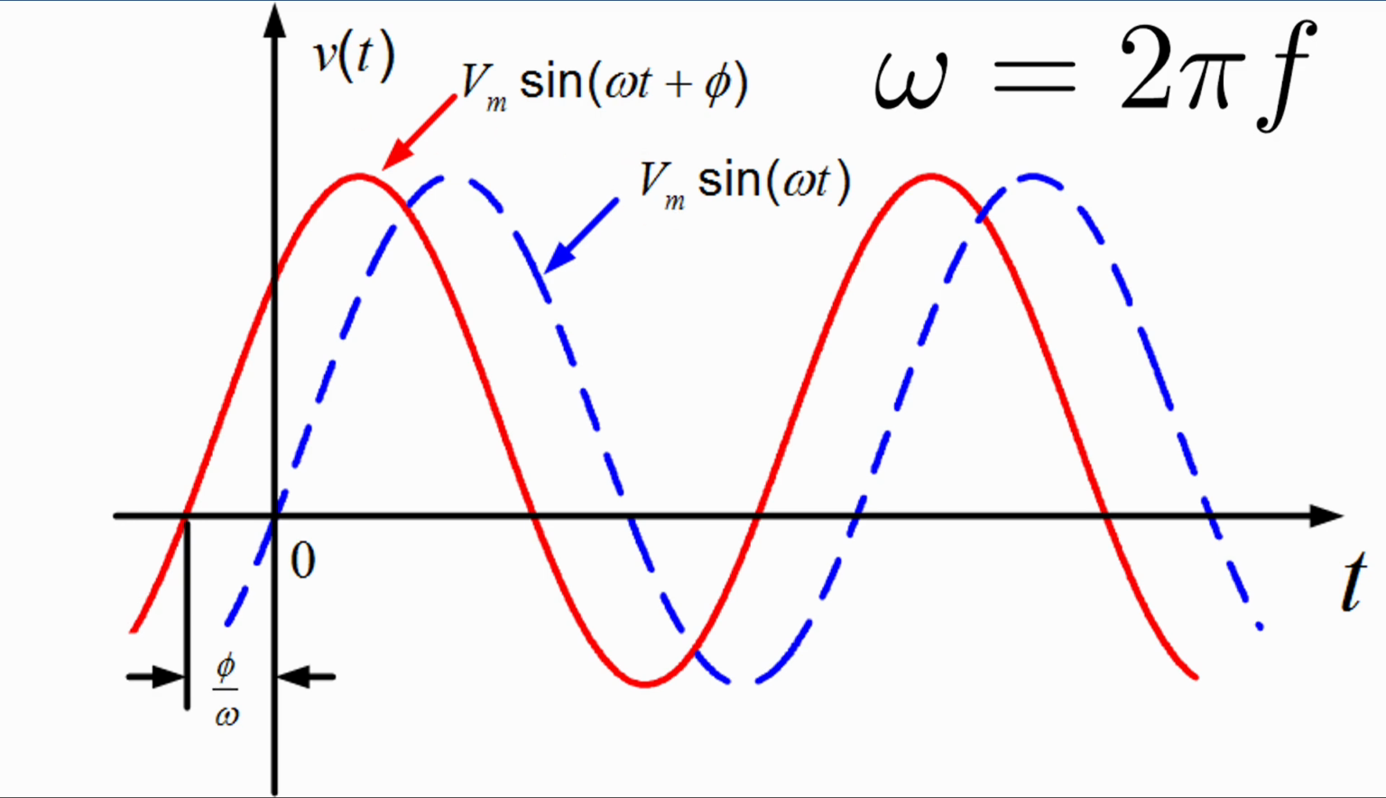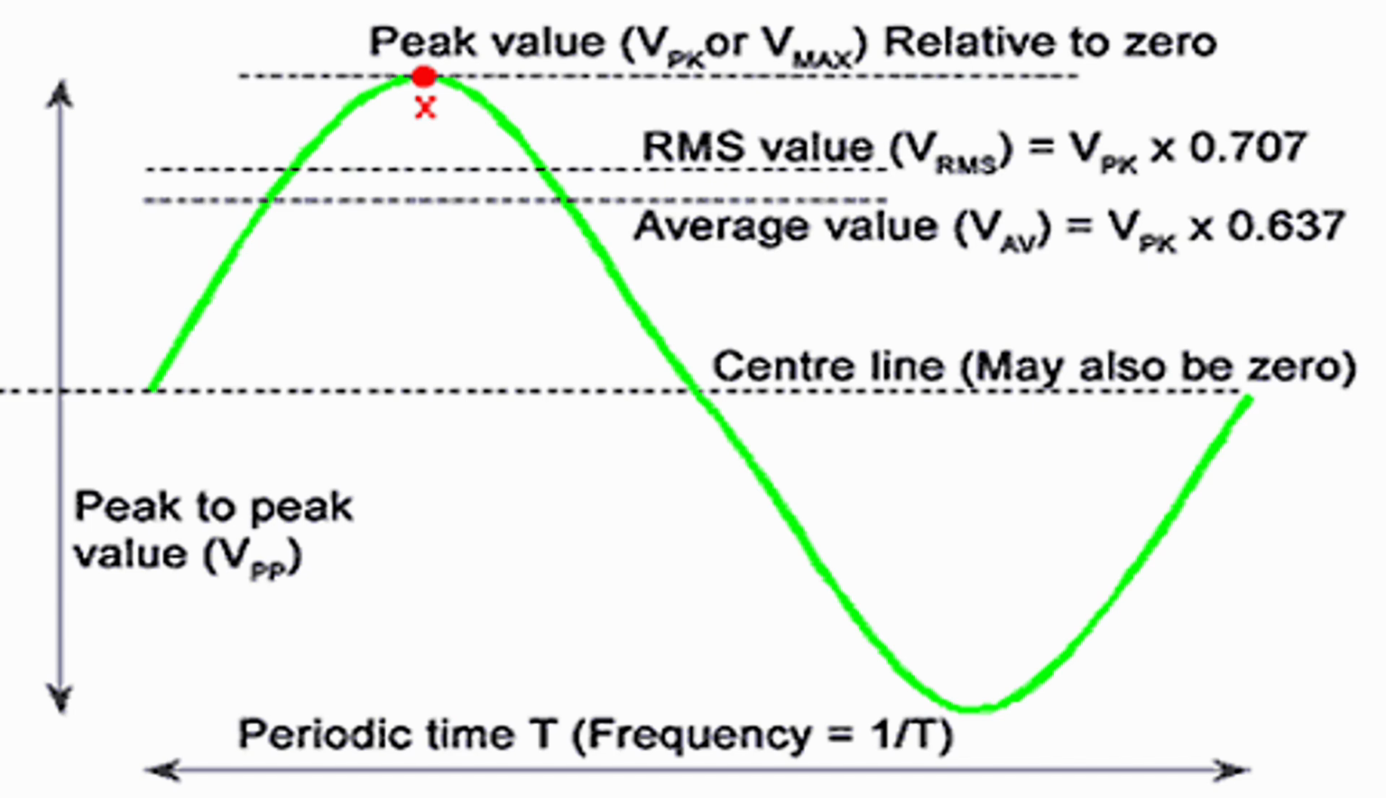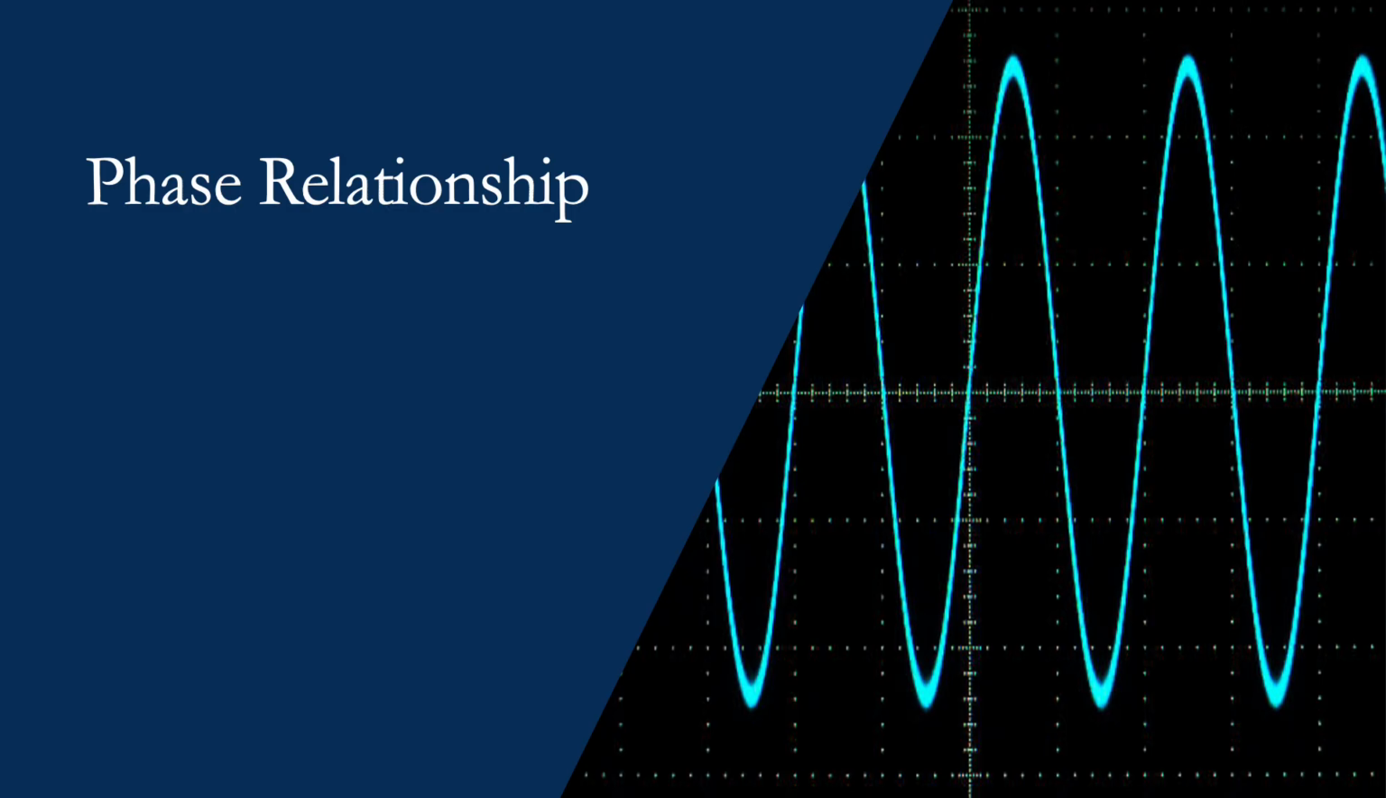The peak to peak value refers to the total voltage difference between the positive and negative peaks of the wave. A sine waveform repeats at regular intervals, as we can see. The time it takes to complete one full cycle is called the period T, and the number of cycles per second is the frequency, which is measured in hertz. These parameters are fundamental in defining AC waveforms.